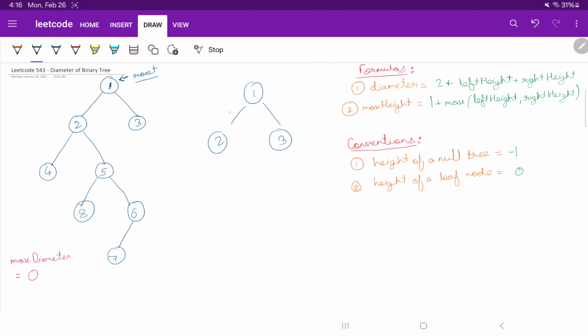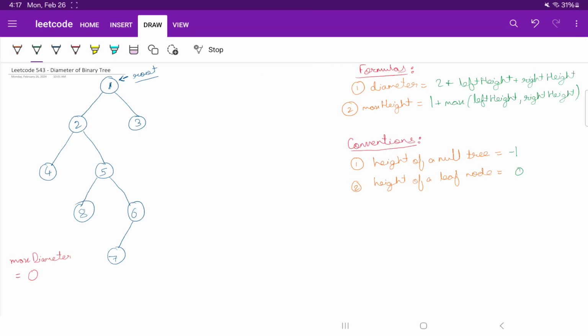Let's say we're discussing this path, the length between node 2 and node 3. That is equal to, this is one edge and this is the other edge, so total 2. This is the length. So now we have understood the length. Let's understand what the diameter actually means. So diameter, as said, is the longest path between any two nodes in the tree.